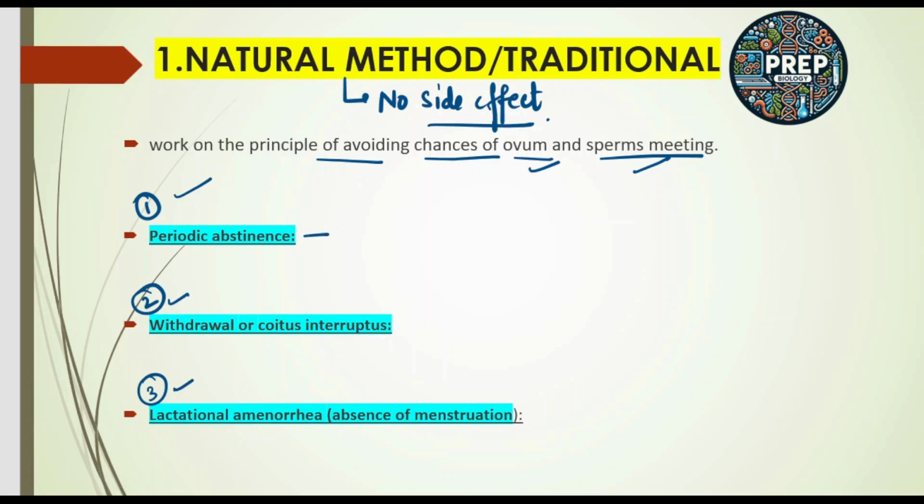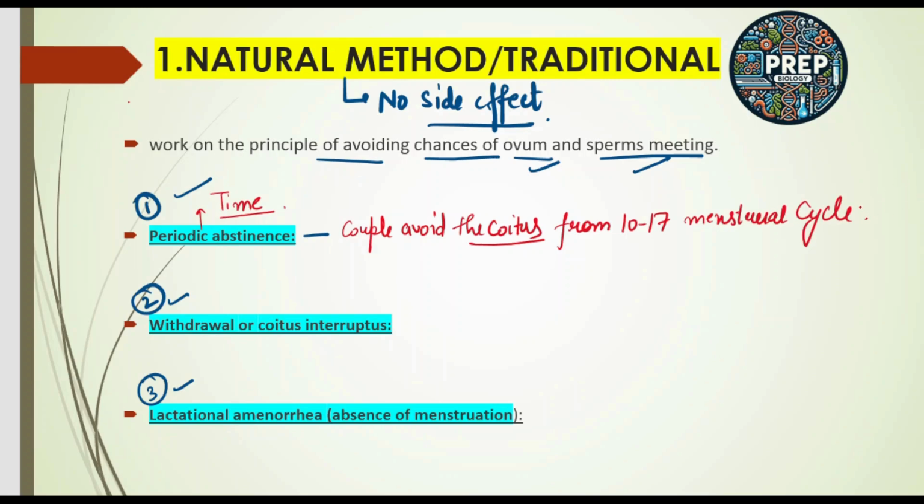The first method is periodic abstinence. As the name suggests, periodic means related to time. In periodic abstinence, the couple avoids the coitus. Coitus means intercourse. The couple avoids coitus from day 10 to 17 of the menstrual cycle.